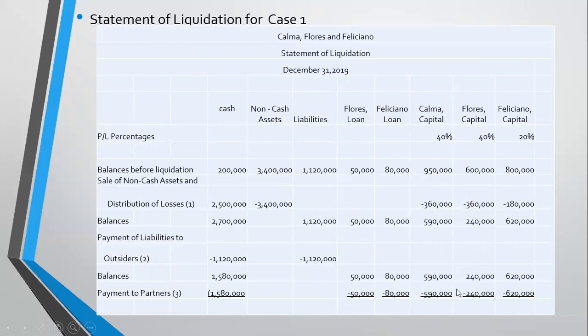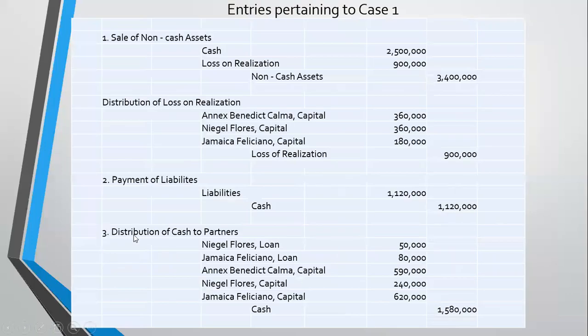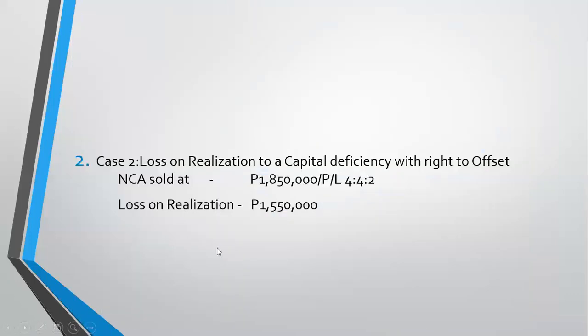So, ito ang naka-debit at ito yung nasa credit. Kaya kung titingnan nyo, our last entry for the distribution of cash to partners, ito po yung entry niya. Okay. So, for the next case, case number 2, loss on realization to capital deficiency with right to offset. So, paano natin ginagamit yung right of offset para makita ninyo?